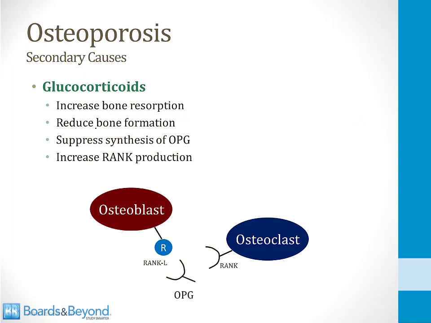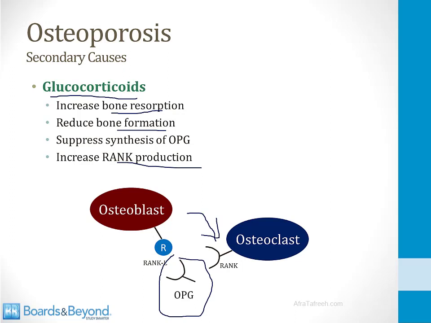A classic secondary cause of osteoporosis is glucocorticoid therapy. Glucocorticoids increase bone resorption and reduce bone formation. They've been shown to suppress the synthesis of OPG, the decoy receptor. They've also been shown to increase RANK production, that is the receptor found on osteoclasts. So many patients who have inflammatory conditions chronically require glucocorticoids for therapy. For example, patients with lupus or rheumatoid arthritis. These patients are at risk for osteoporosis and fractures.